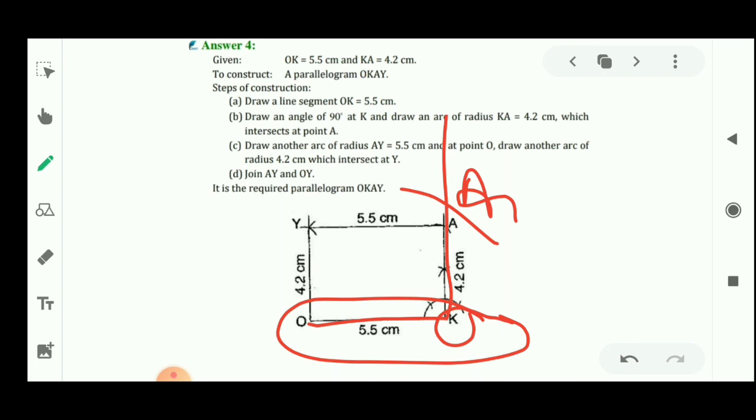With A as a center and radius 5.5 centimeter, draw an arc like this. Similarly, from O, take the radius of 4.2 centimeter, draw another arc like this, which cuts the previous arc at point Y. Now join OY and AY. This is the required parallelogram.